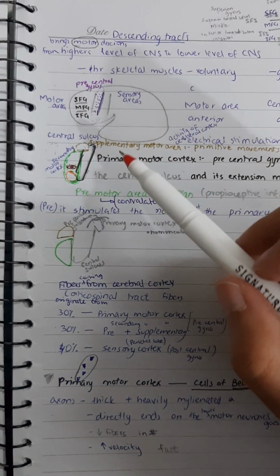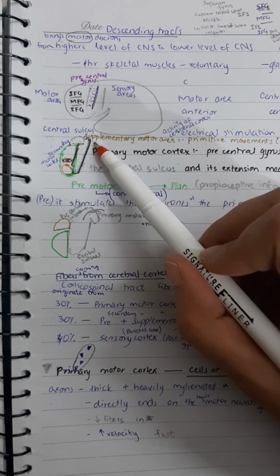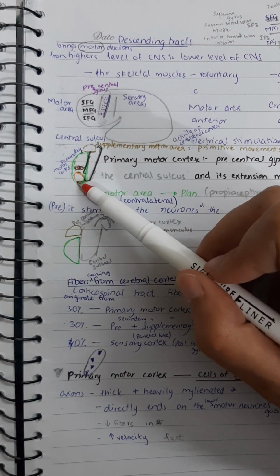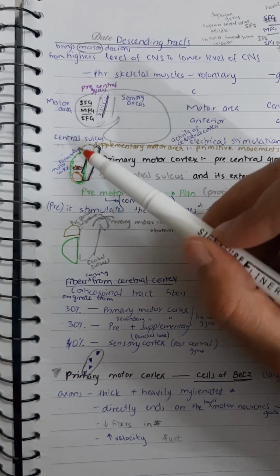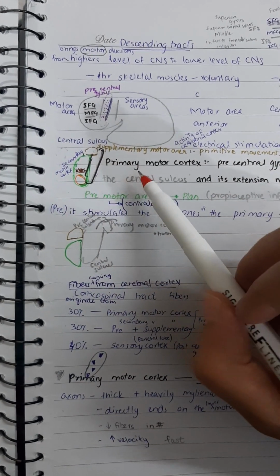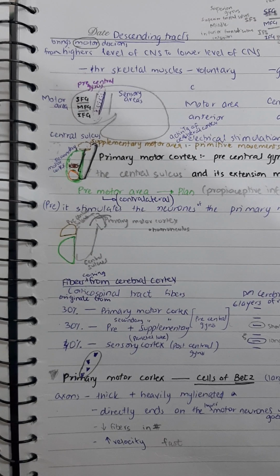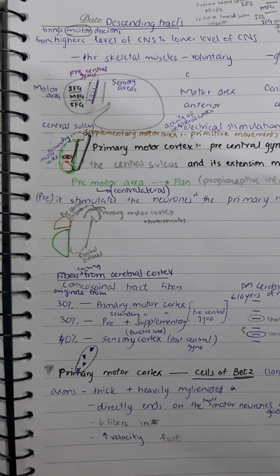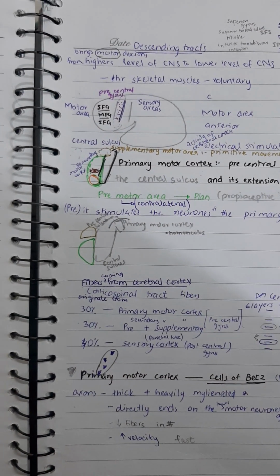So guys, one thing that I have to clear, it's drawn wrong. The supplementary motor area is present inferiorly and your premotor area is present superiorly. The premotor area is responsible for all the planning, and your supplementary motor area is responsible for the primitive movements.